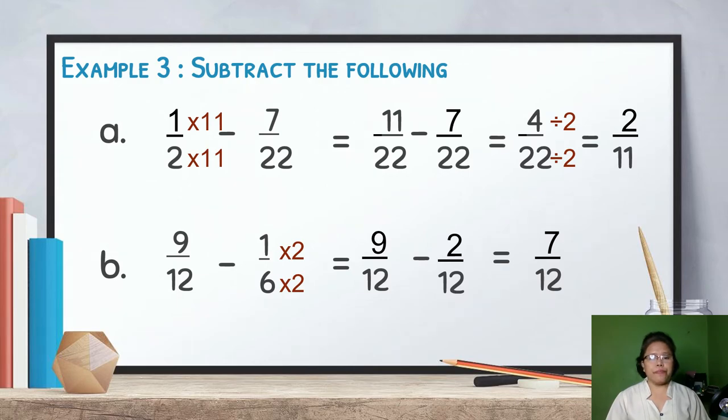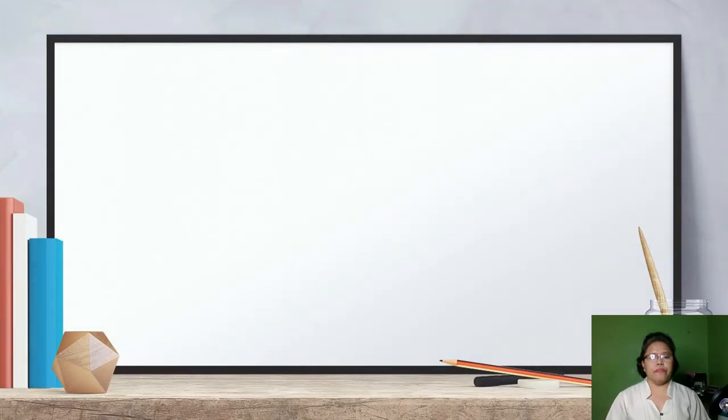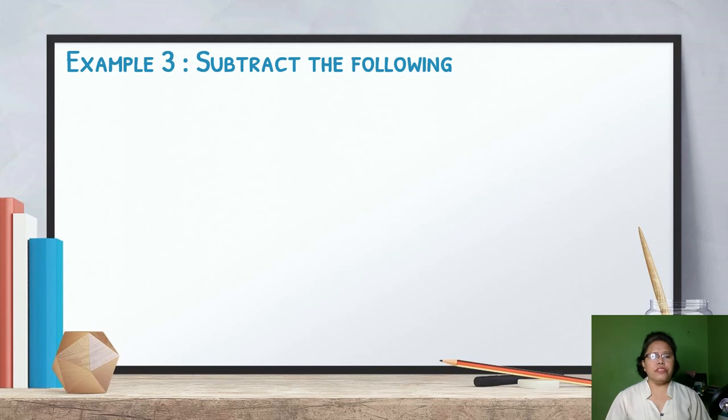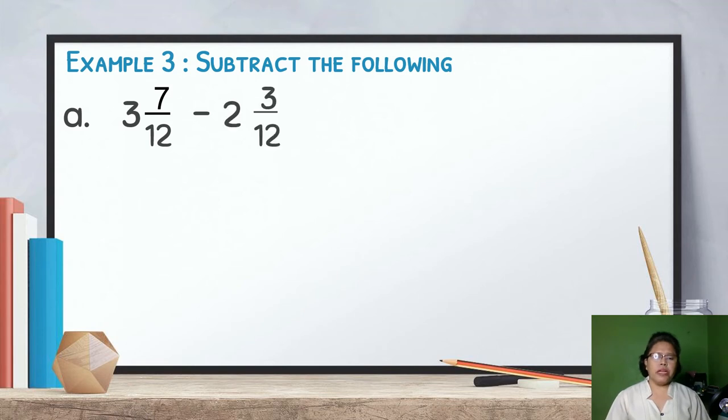All right, we have here subtract the following. 3 and 7/12 minus 2 and 3/12. Alright. Ito na yung sinabi ko na kahit pa hindi mo i-arrange dahil similar fractions naman yan, diretso mo na. So, 3 minus 2, whole numbers ka na muna. So, 3 minus 2, that would be 1. And then, yung 7 minus 3, that would be 4/12.